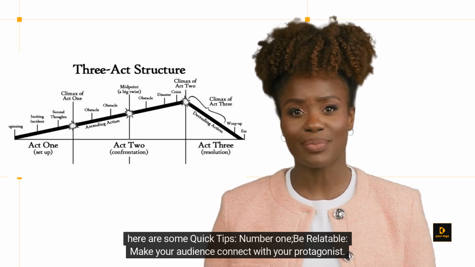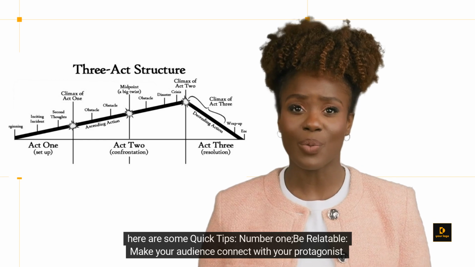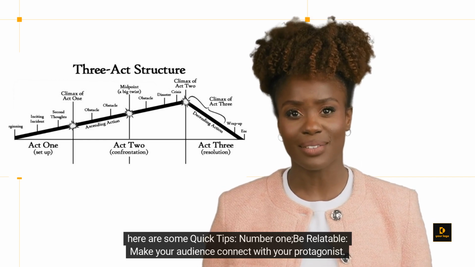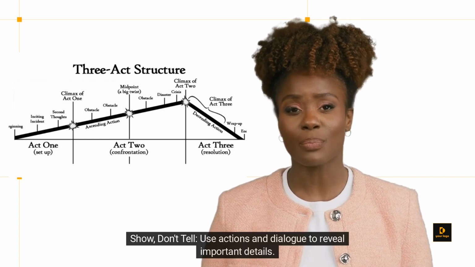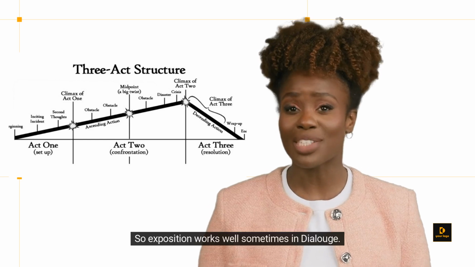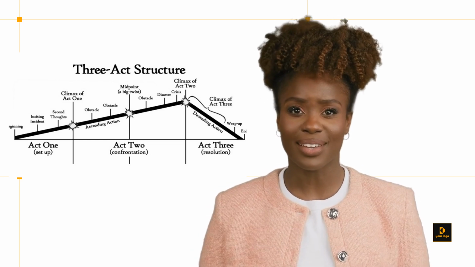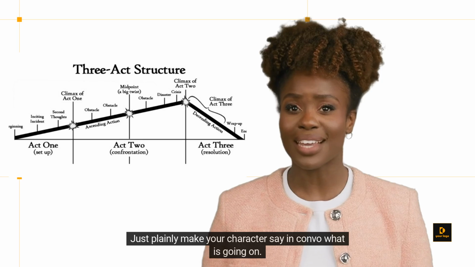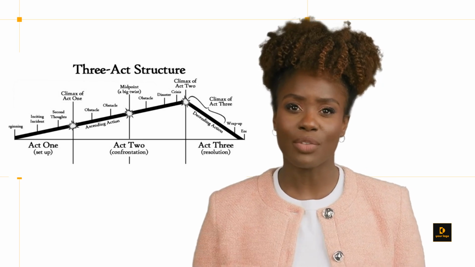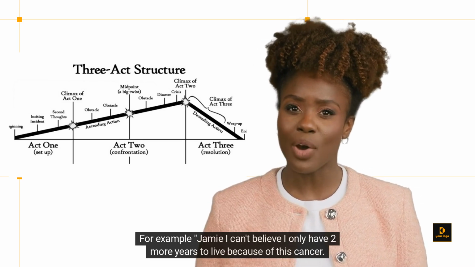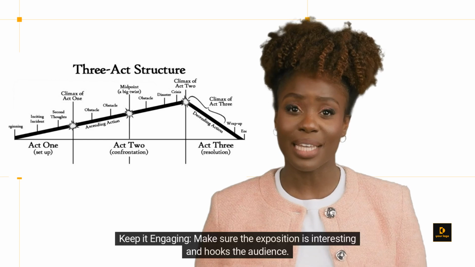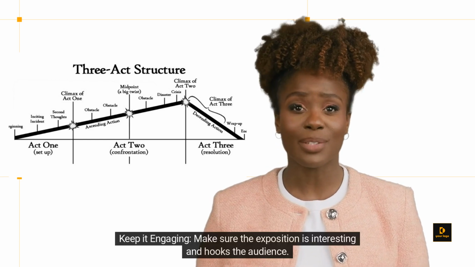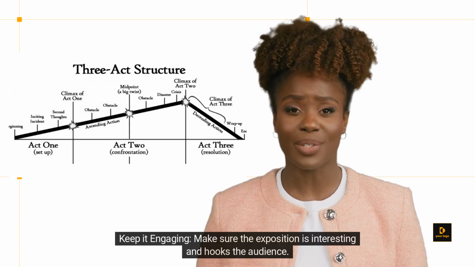Number 1, be relatable. Make your audience connect with your protagonist. Show, don't tell. Use actions and dialogue to reveal important details. So exposition works well sometimes in dialogue. Just plainly make your character say in conversation what is going on. For example, "Jamie, I can't believe I only have 2 more years to live because of this cancer." Keep it engaging. Make sure the exposition is interesting and hooks the audience.